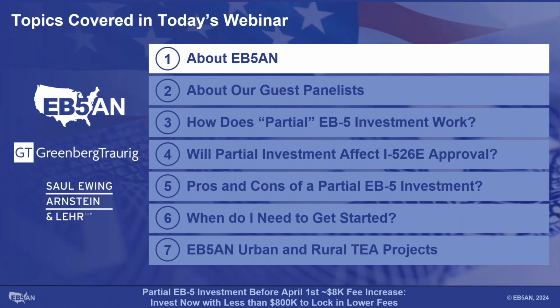Here's a quick table of contents of what we're going to cover today. We'll talk a little bit about EB-5AN. We'll chat about our guest panelists. We'll talk about how a partial investment works, and the reasons for choosing to do a partial investment. We'll talk about some pros and cons. We'll talk about what you need to get started if you're interested in trying to do an EB-5 application before the fee increase happens. And then we'll spend a few minutes at the end talking about a few current urban and rural TEA projects that we have currently available.